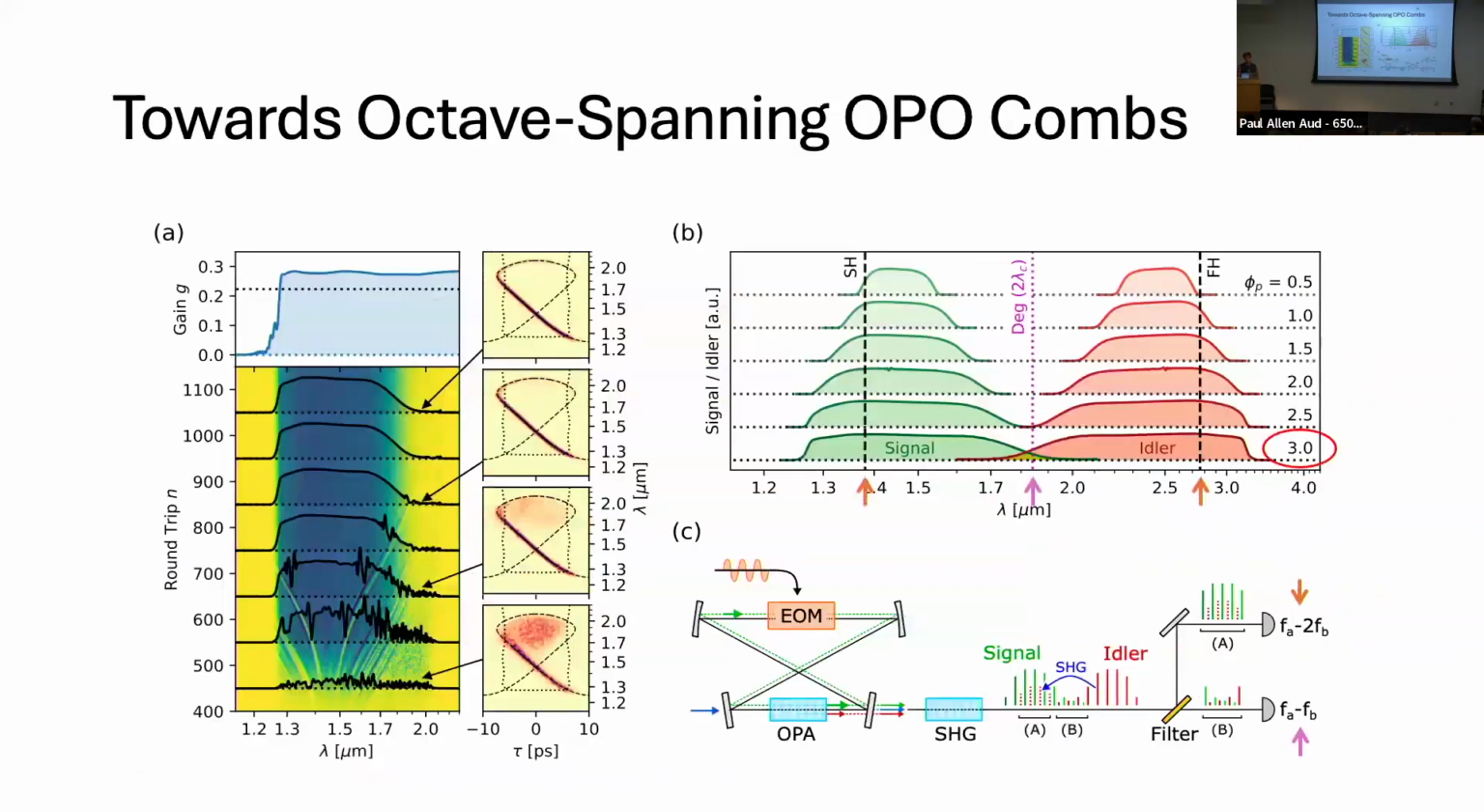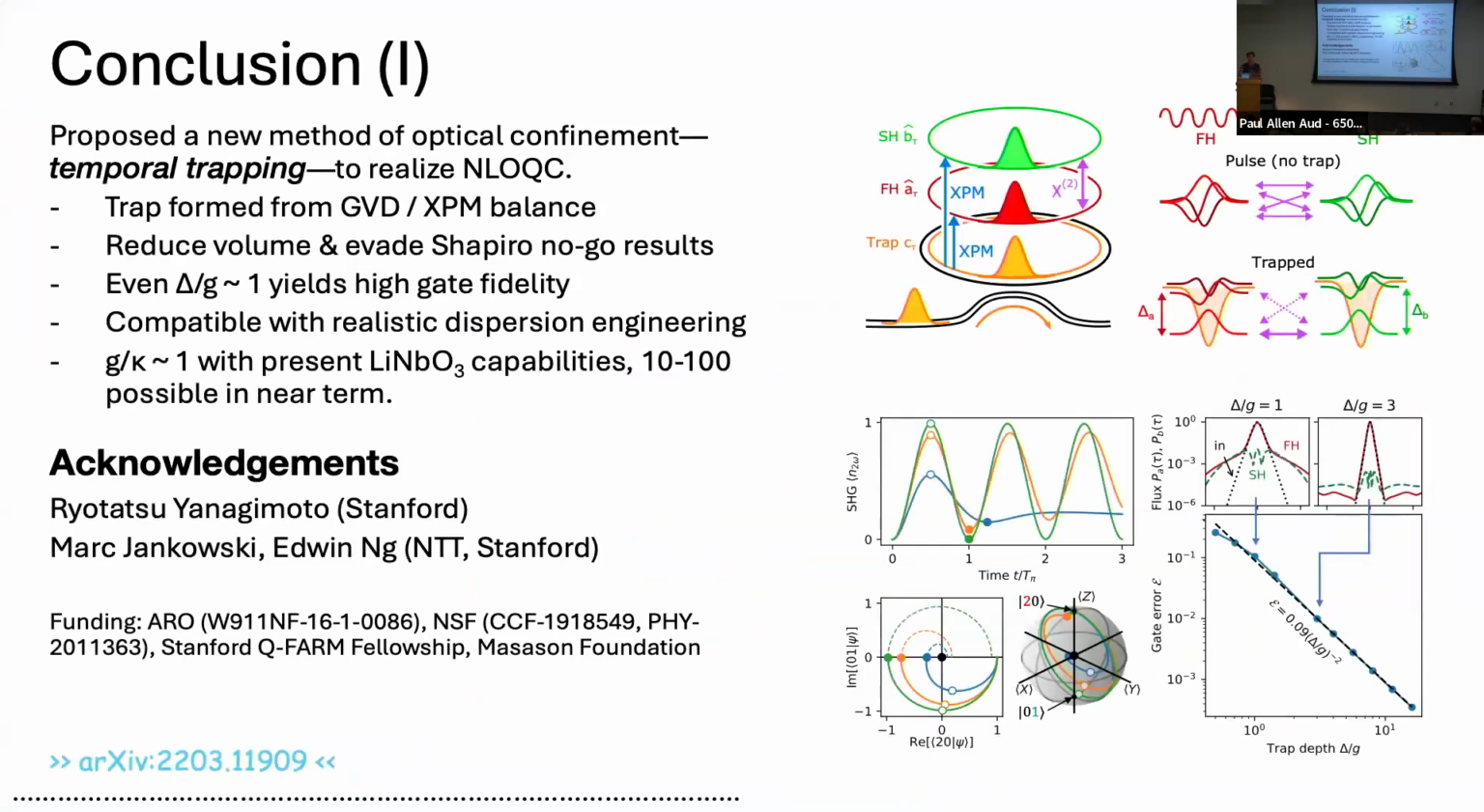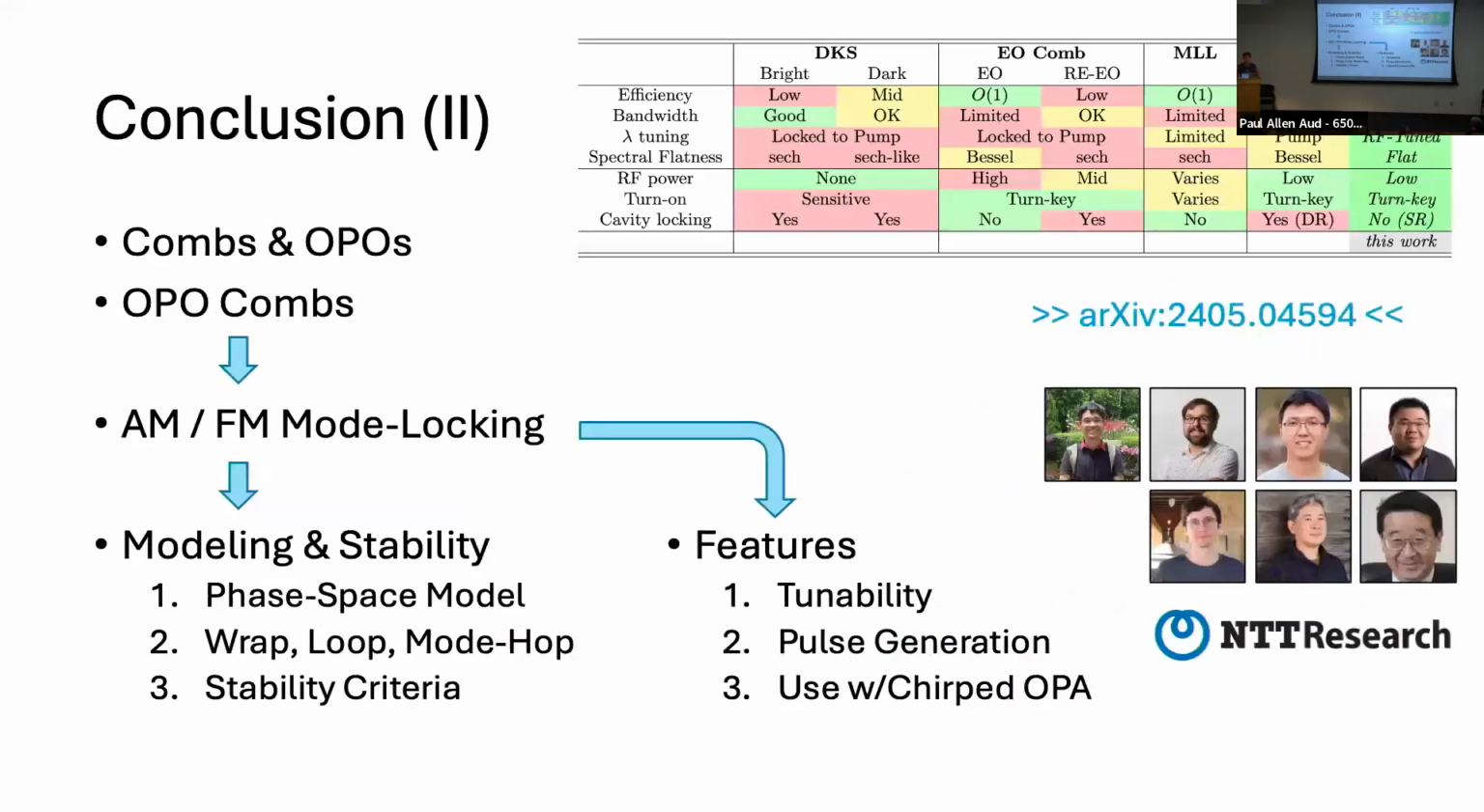I think I'll skip over this for lack of time too, and then just conclude here. In conclusion, I presented two things here, and they're both applications of dispersion engineering and nonlinear optics. One is a quantum application, which would be temporal trapping to achieve higher nonlinearities, which get you closer to this strong coupling for nonlinear optical quantum computing. And the second is OPO mode locking through this new hybrid AM-FM mode locking mechanism that gives you frequency combs with good properties in terms of the tunability, the pulse generation, and use with chirped OPA.